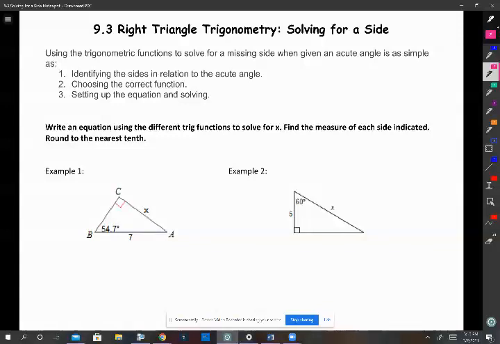So 9.3 is on using trig to solve right triangles. And today we're going to focus on just solving for a side. Our steps are, one, to identify the sides in the relation, which means we're going to label. That just means we're going to label our hypotenuse, our opposite, and our adjacent based off the angle that we're using.